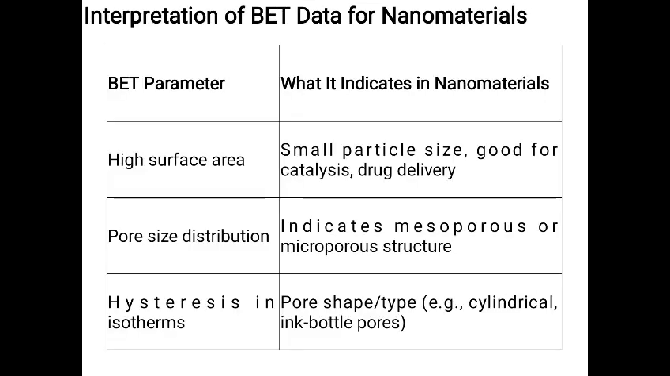Interpretation of BET data for nanomaterials. For different parameters, we can observe what it indicates in the nanomaterials. High surface area means the particle size is small and it is good for catalysis and drug delivery. Pore size distribution indicates the material being mesoporous or microporous. From hysteresis in isotherms, we can obtain the pore shape or type, that is, it can be cylindrical or it can have ink bottle pores.